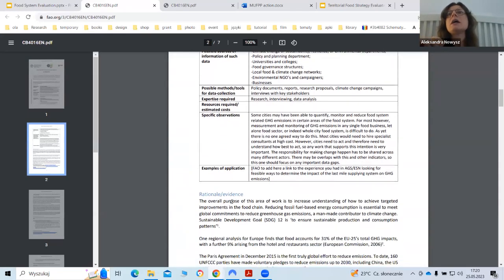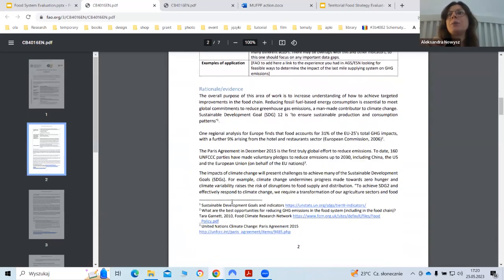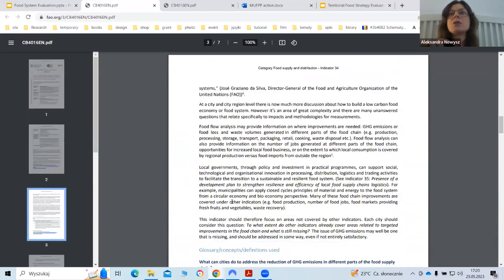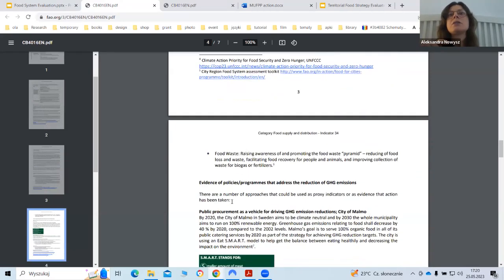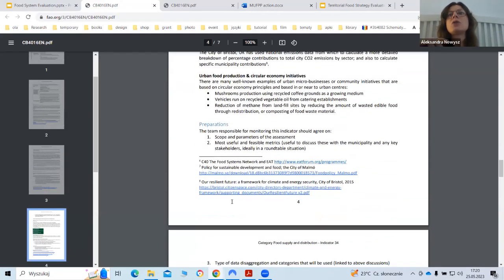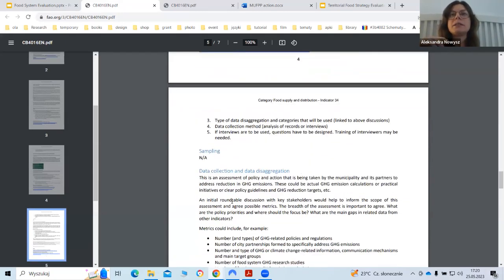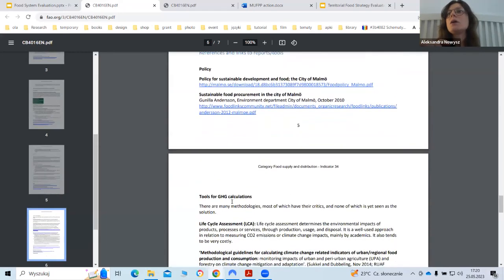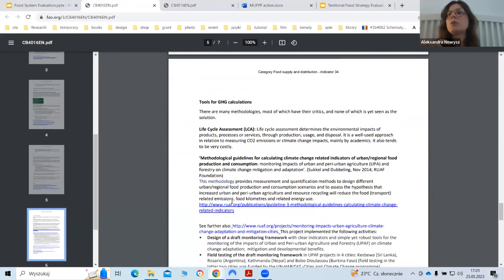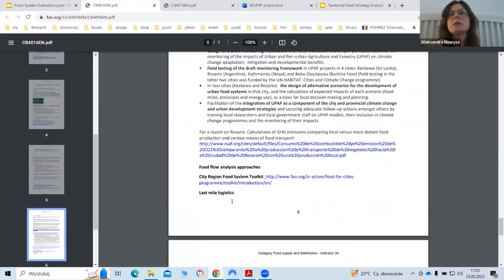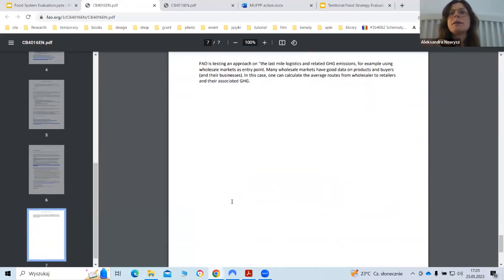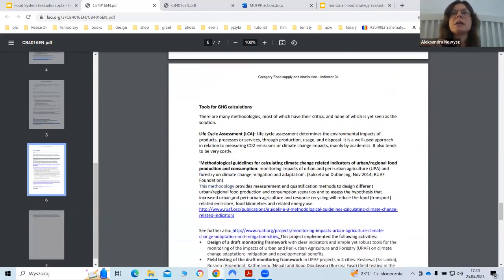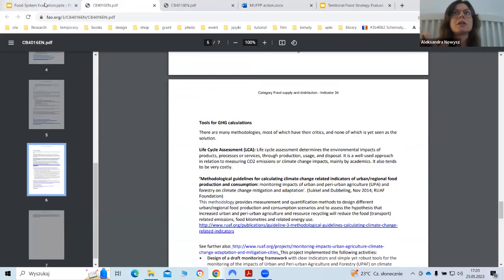You will also find a deeper explanation of how this indicator works, and some glossary, examples and case studies, and also how to prepare your evaluation by the indicator, how to collect data and how to disaggregate data. So for each indicator from these 44, you can find a card with all this information. And I encourage you to study some of these indicators after our session today.